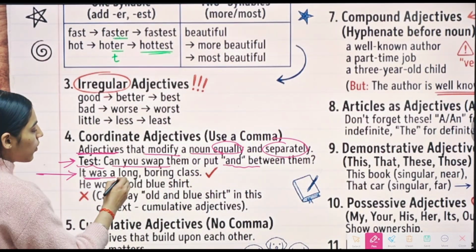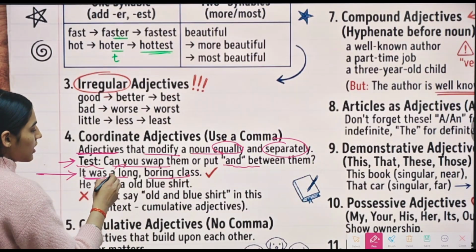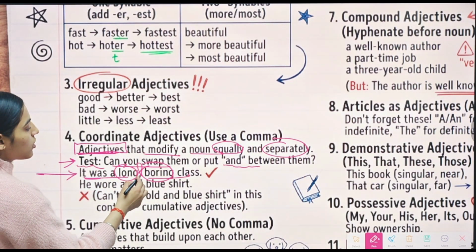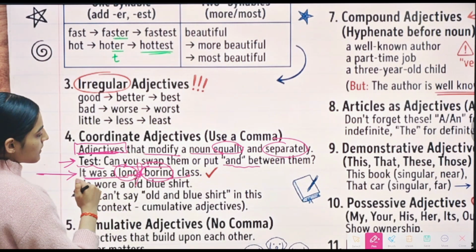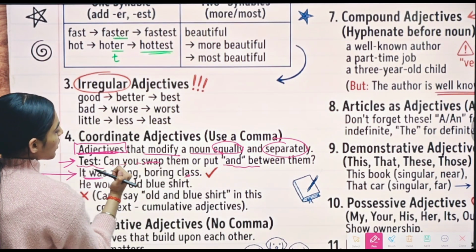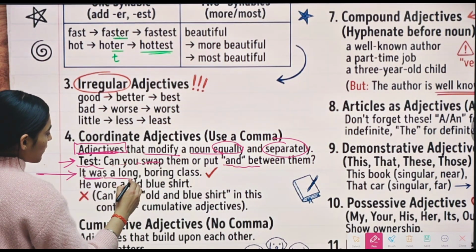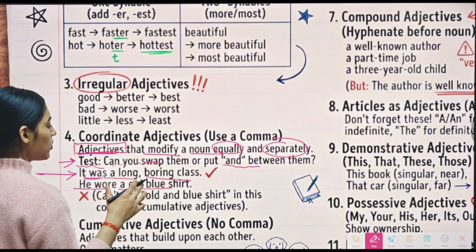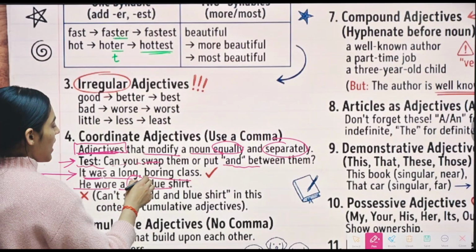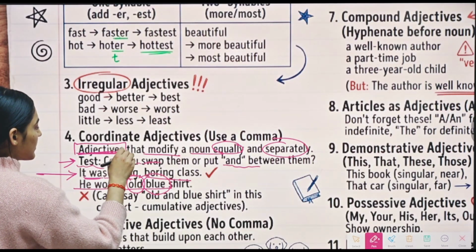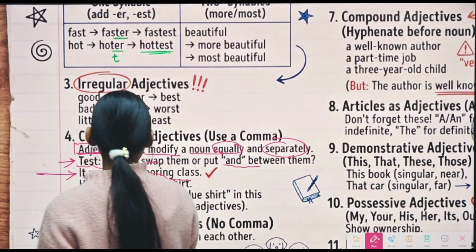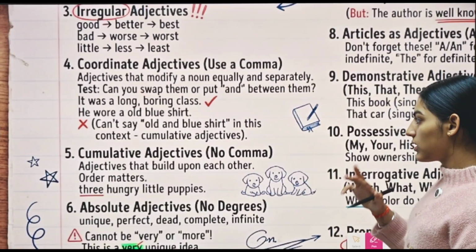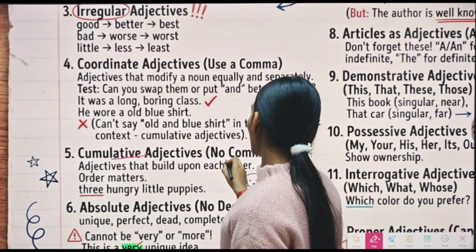Here is an example. It was a long, boring class. So here long and boring, both are adjectives, but we cannot separate them, and we can use and between them. Alright, they equally modify the noun. So here it was a long, boring class. Then the second example we have is he wore an old blue shirt. So here old and blue both are adjectives. Alright, so you cannot say old and blue. This becomes incorrect.